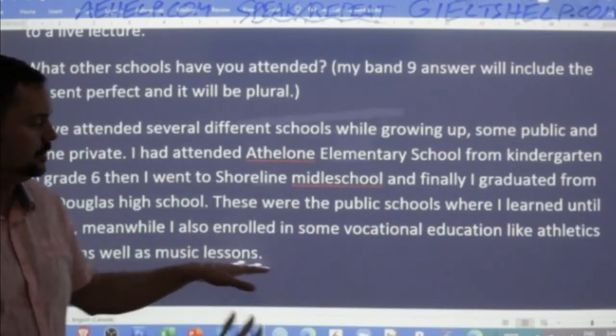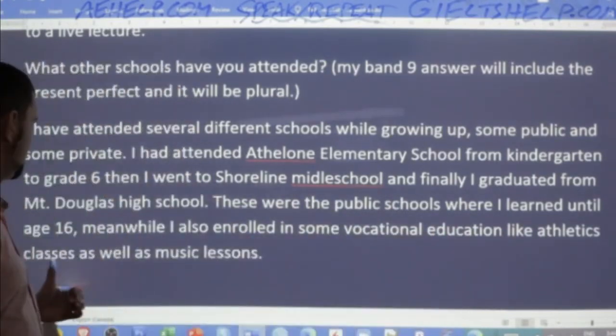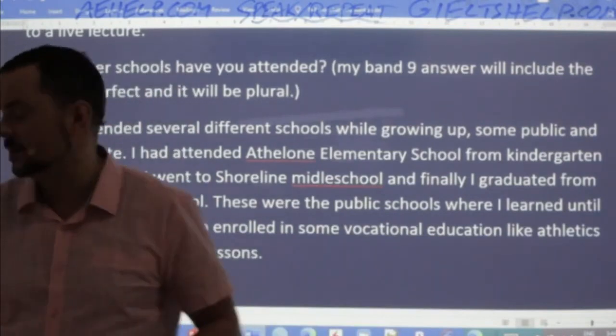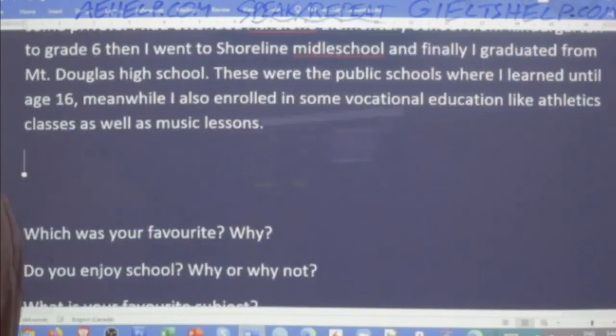So these were the public schools where I learned until age 16. Meanwhile, I also enrolled in some vocational education like athletics classes as well as music lessons, all right? So just a quick tip here, right? And if it doesn't work the first time, no worries, go back and correct.